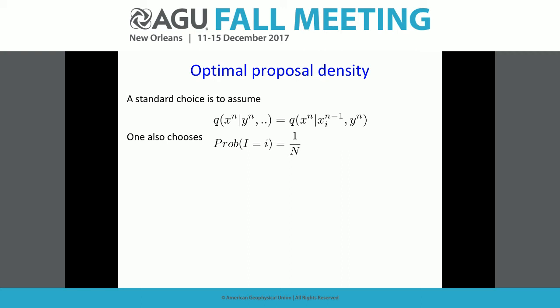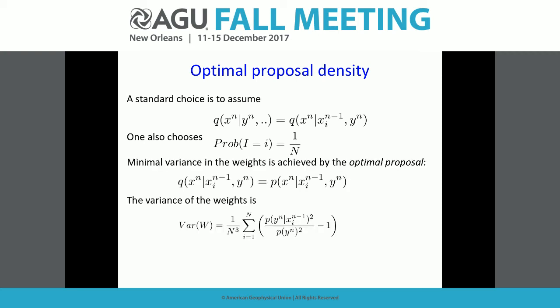So if you look at the proposal, it's typically chosen in the form in the first equation. We choose each index with an equal probability. Each index has an equal probability. And it turns out when you make these two choices, then there is indeed an optimal proposal density, an optimal way to do this, meaning a choice for the proposal that gives you the smallest variance in the weights. And that's the one depicted in the third equation.